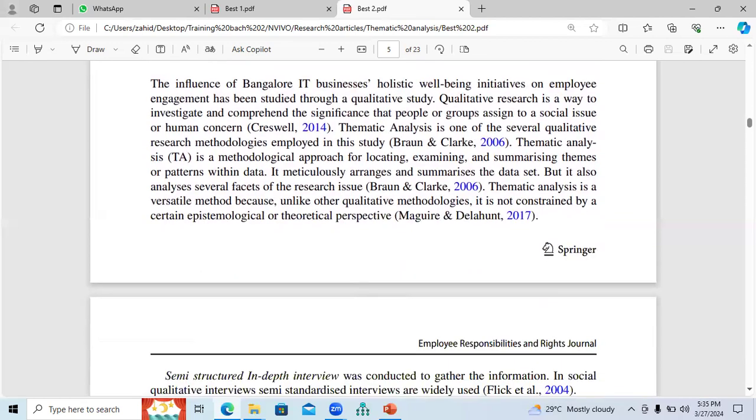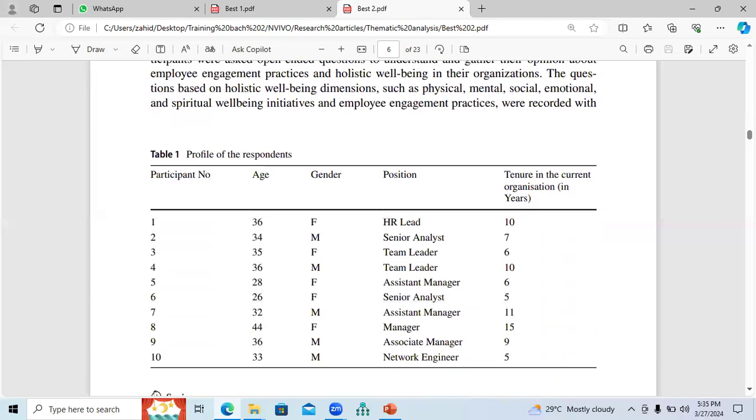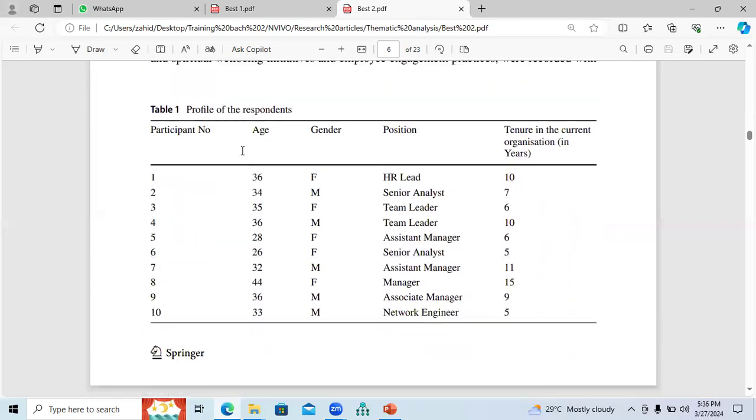They have applied some basic techniques. They have followed Braun and Clarke. If you see here, they have followed the Braun and Clarke technique of thematic analysis. They have mentioned the basic profile of the respondents. They have interviewed 10 respondents with different ages, different genders, and different positions and tenure in their current organizations.